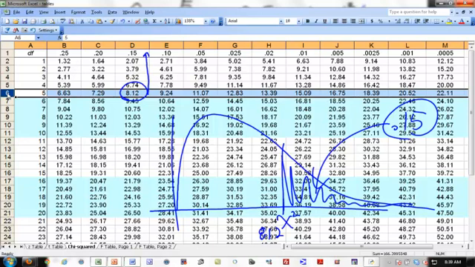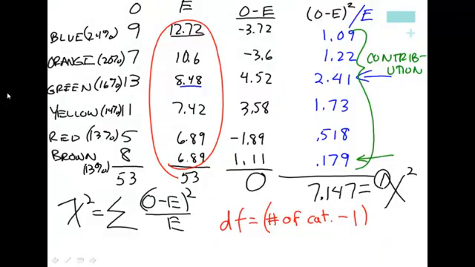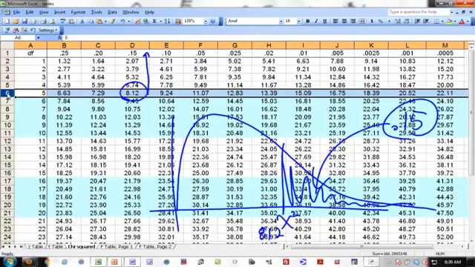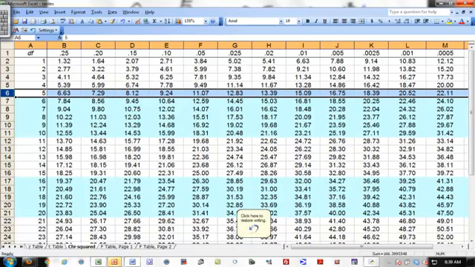Now, it's unlikely that your chi-square value is going to be exactly one of these values. For example, what was my chi-square value? 7.14. 7.14 falls in that range. So what's the probability that I would get that extremely strange distribution of M&Ms? Somewhere between 20 and 25%. My p-value is somewhere between 20 and 25%.